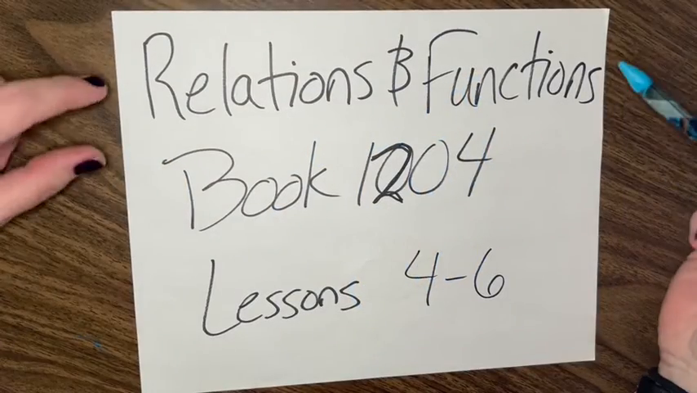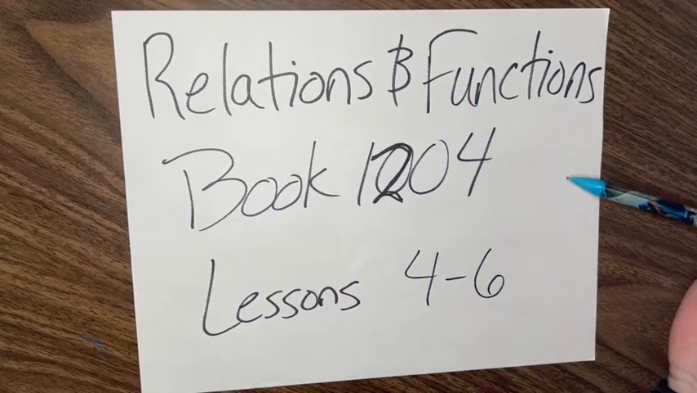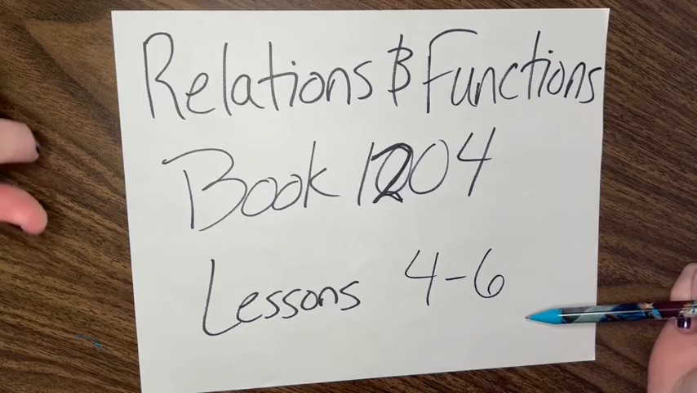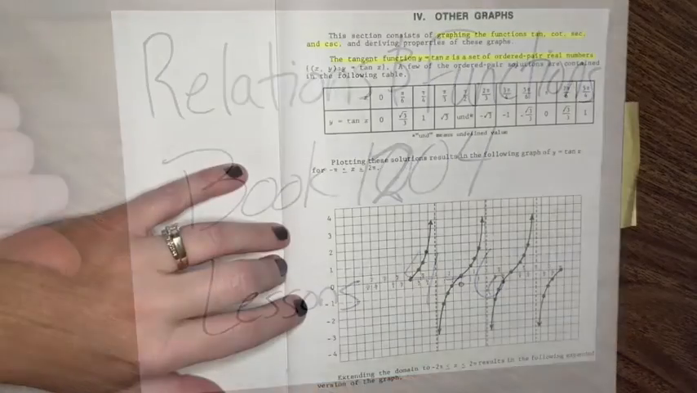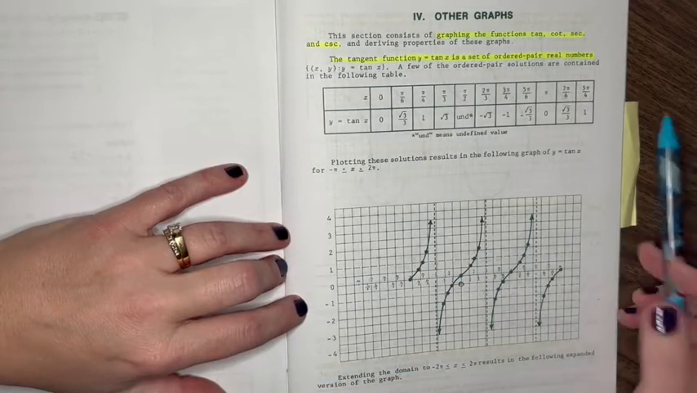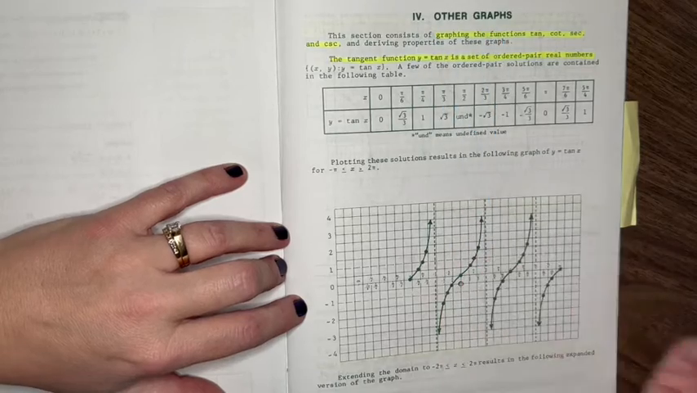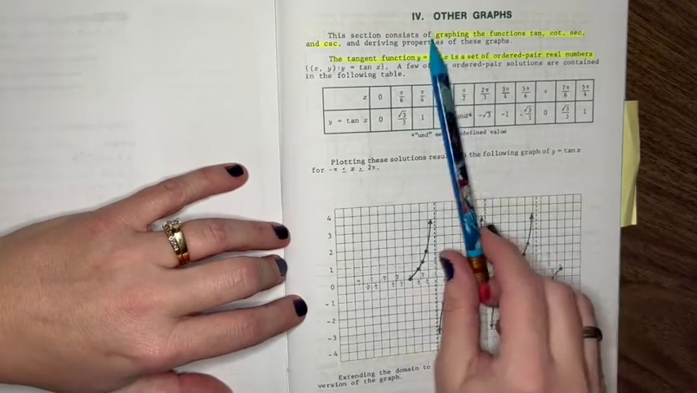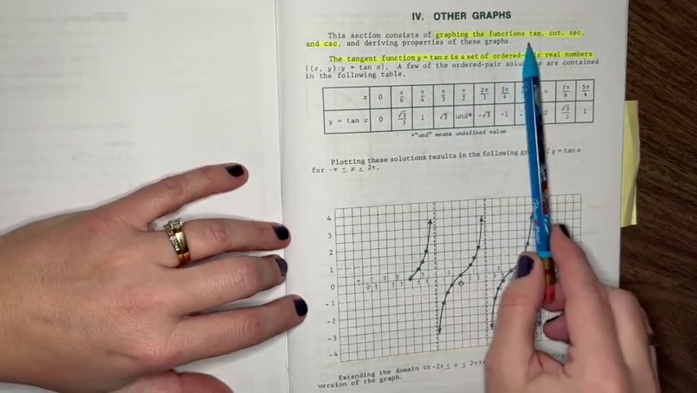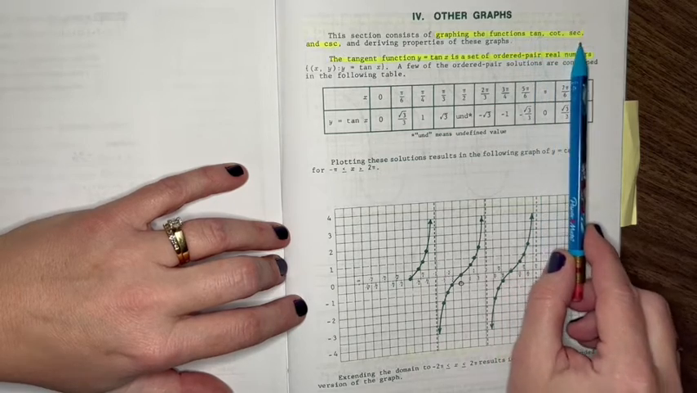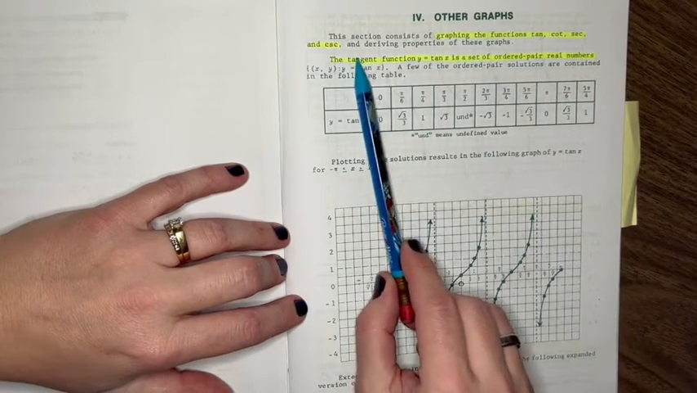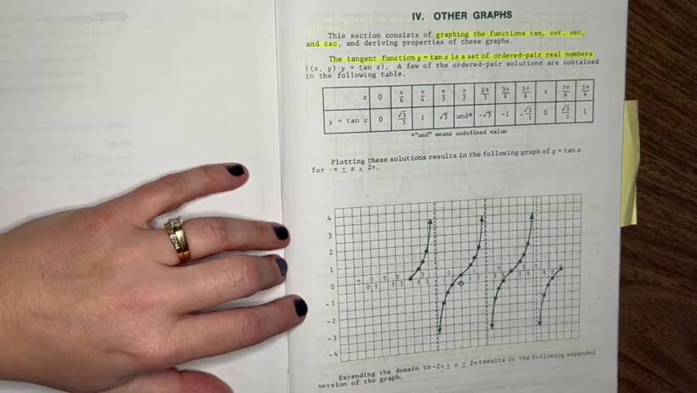Today we're going to be working on Relations and Functions, book 1204, lessons 4 through 6. Lesson 4 begins on page 13, and it's entitled Other Graphs. Super clear. Graphing the functions of tangent, cotangent, secant, and cosecant, and deriving properties of these graphs.